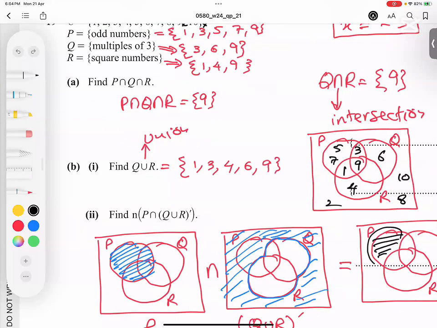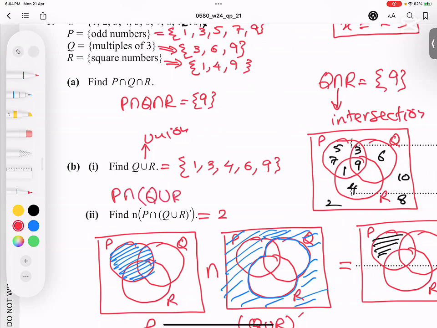So how many values in this portion? 2 numbers. And the small n stands for the number of members, and my answer is just 2. If this small n is not there, then how to write it? Let me show you how to write it. Let me show you, one minute.